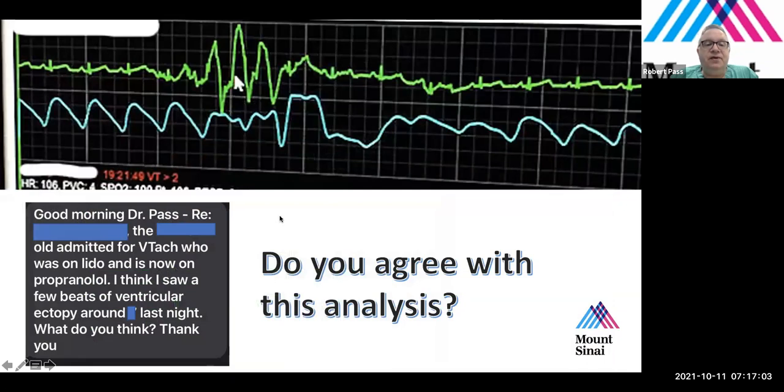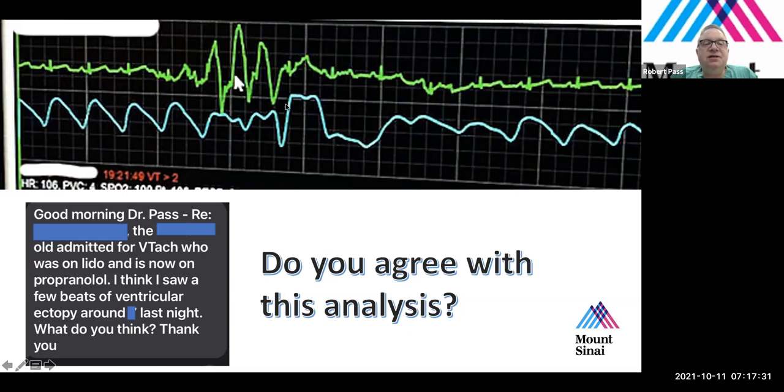All right. So this is a tracing that I received via my cell phone, and this is the text that I received from the fellow. Good morning, Dr. Bass, RE blank. The blank-year-old admitted for VT was on Lido and is now on propranolol. I saw a few beats of ventricular ectopy last night. What do you think? Thank you.